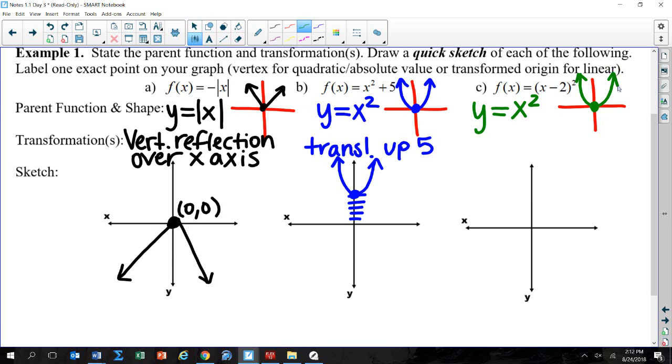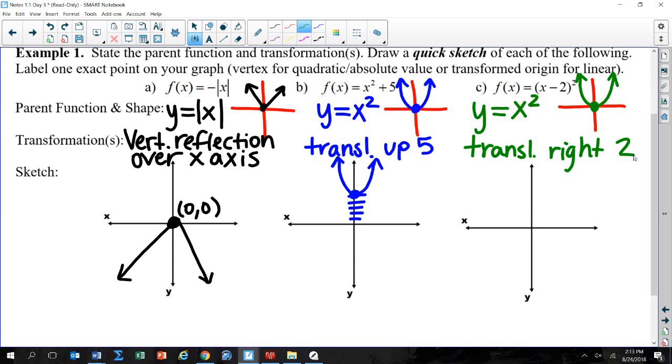So if I know this is horizontal movement, what is happening here? Madeline, do you have a guess? It's going left. But yeah, you're exactly right, it's going right 2, because remember, horizontal stuff is weird. Horizontal stuff's opposite of what you think. So yes, this is going to be a translation right 2. So all I need is one key point.